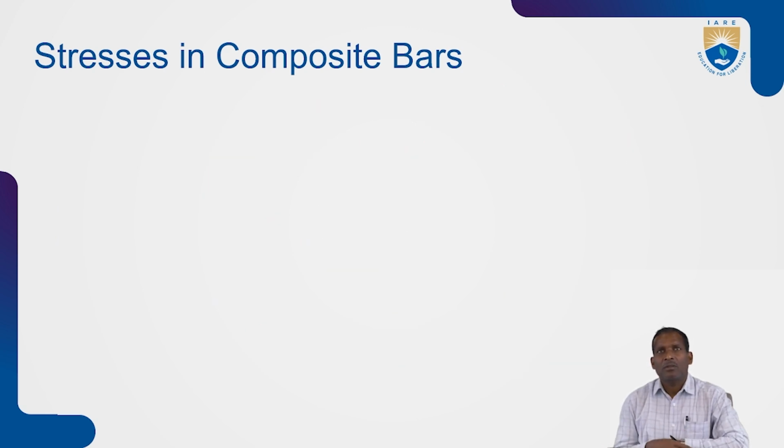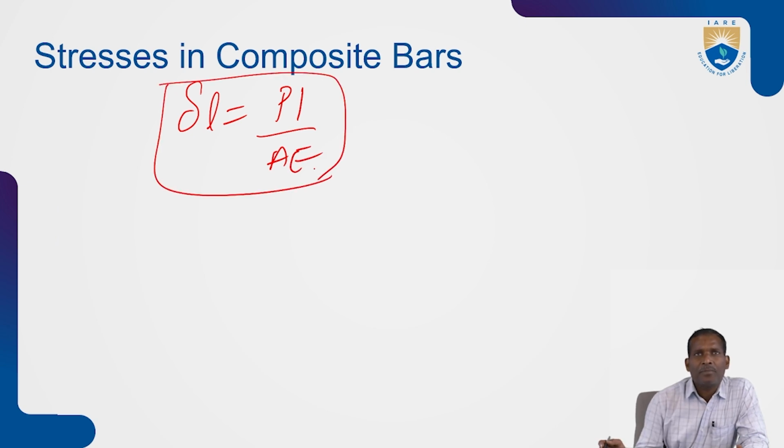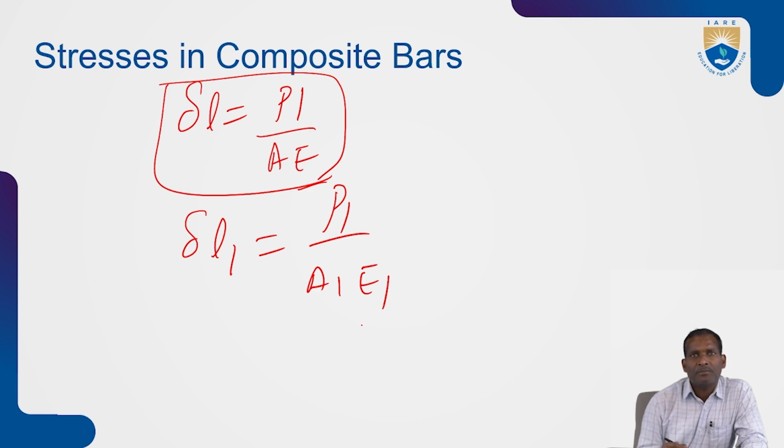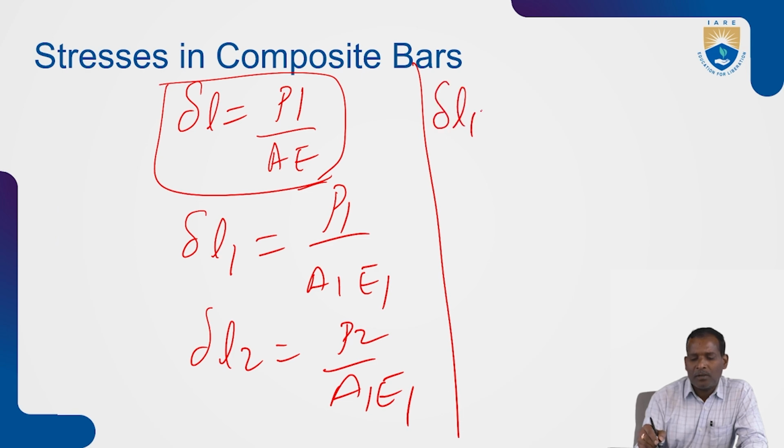So now the elongation delta L is equal to PL by AE. We have already studied this in stresses: the total load, the length of the bar, the cross-sectional area, and Young's modulus. Corresponding to the first bar, the elongation delta L1 is P1 L by A1 E1. Delta L2 is P2 L by A2 E2. So these both are equal. Delta L1 is equal to delta L2.